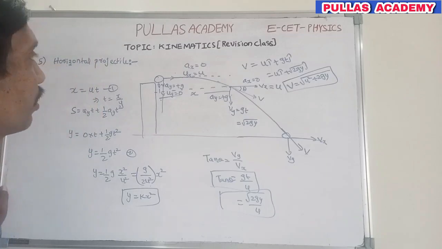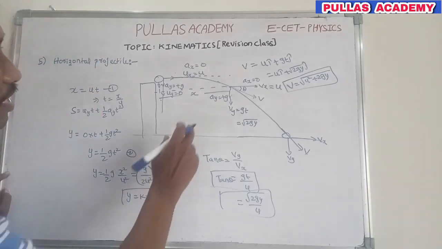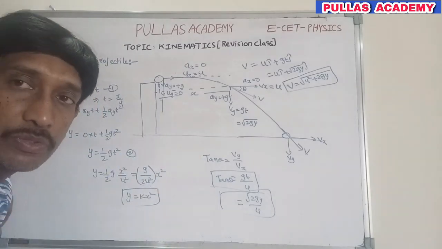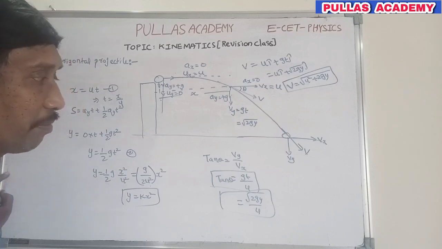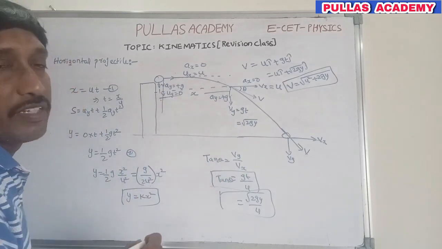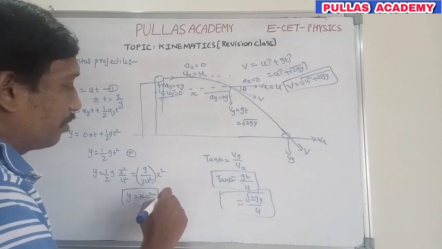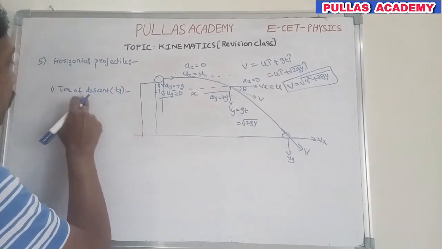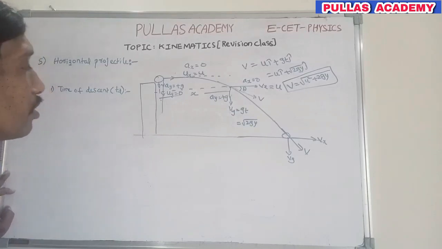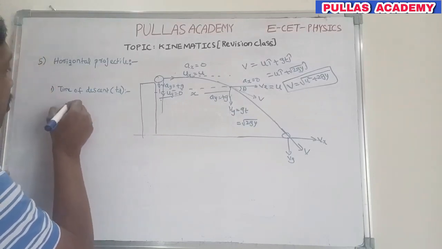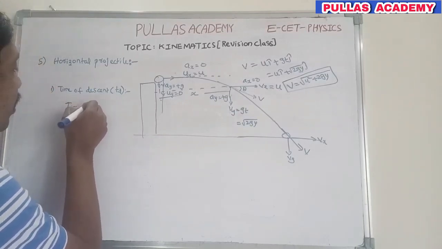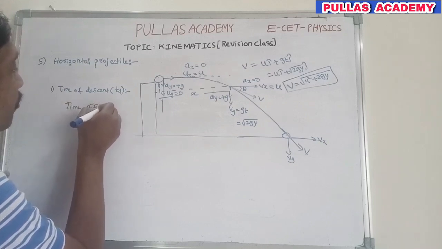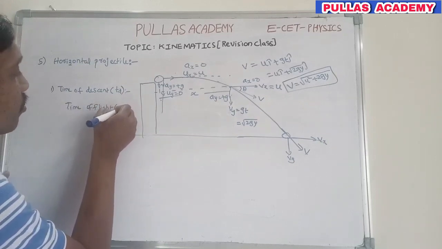Clear? Right. Next, after this concept, you need to understand some parameters. What are the parameters? The first one is what? Right. Next, we will discuss one parameter, that is time of descent. This time of descent is similar to time of flight. This time of descent is considered as total time.